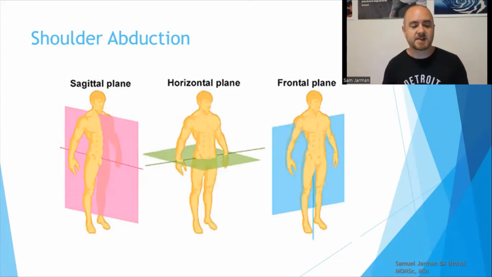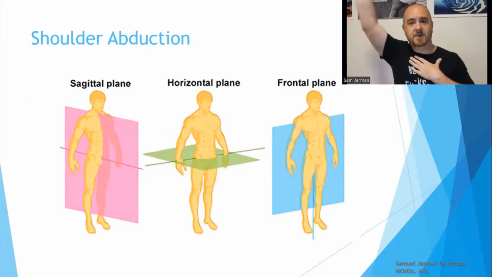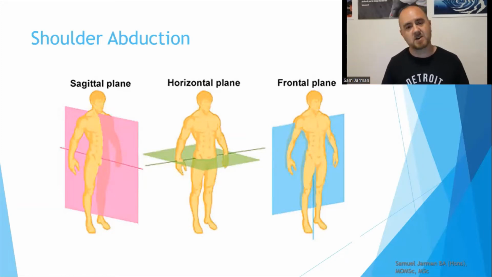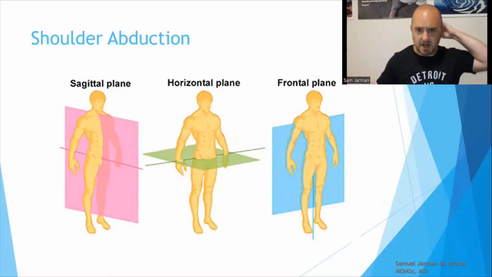Now, in a relative sense, abduction is movement away from the midline. Right now, you can make the argument that eventually, once you pass 90 degrees or parallel with the floor, now this is coming back towards the midline. But it's movement away from the midline of the body from the anatomical position. The anatomical position being, at least with respect to the arms, at the side and palms facing forwards. So this is shoulder abduction in a very general sense.